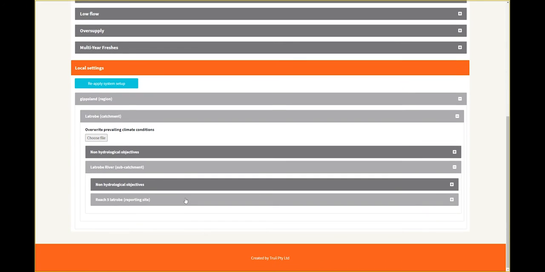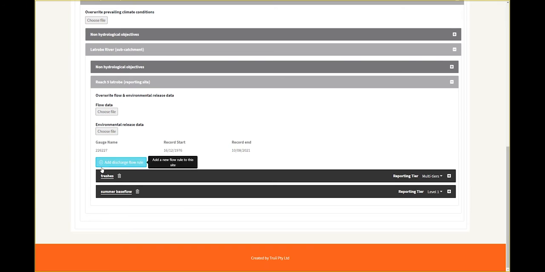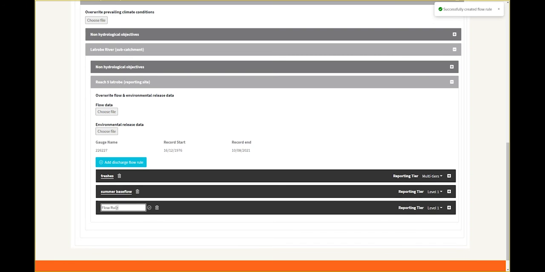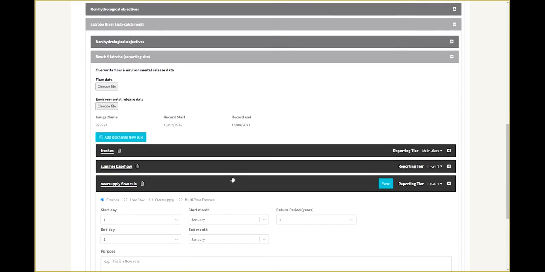So we're in the Latrobe River, and Reach 5 is the site that we care about. And we're going to add a discharge flow rule. And we're going to make this one an oversupply flow rule.